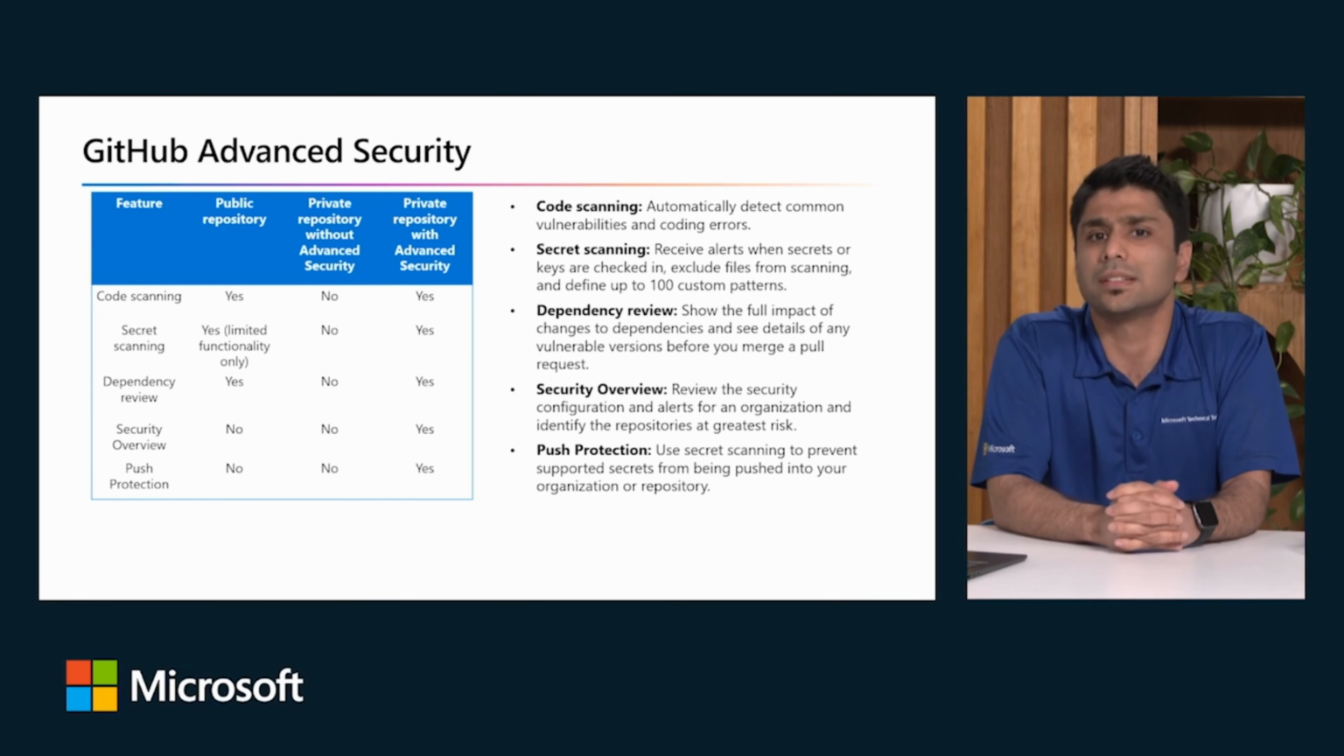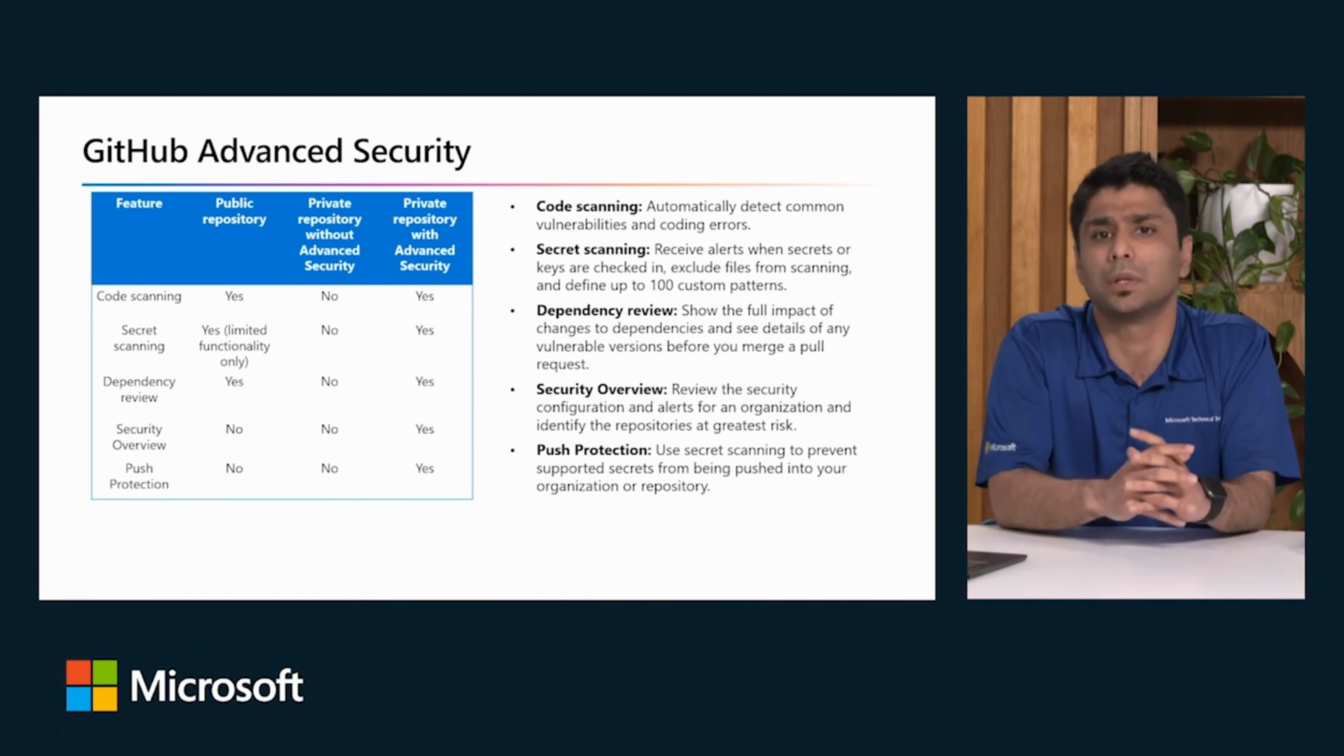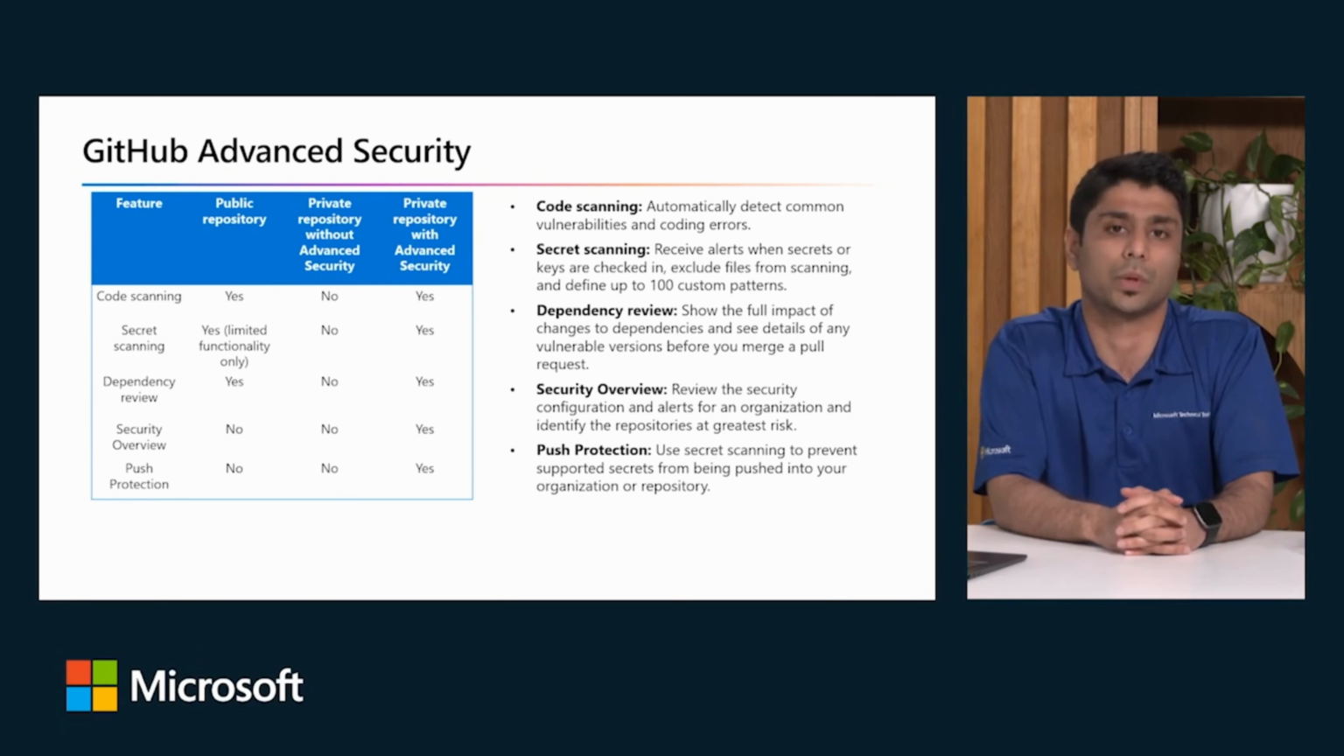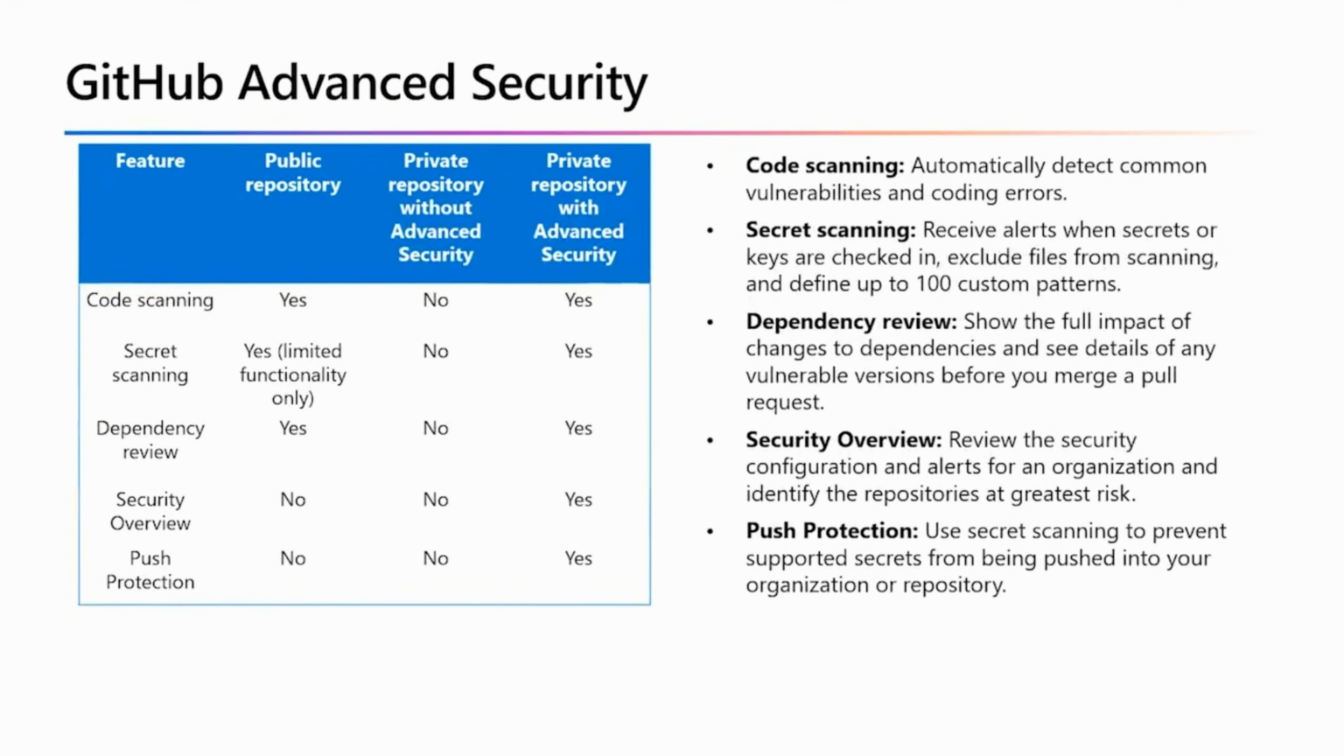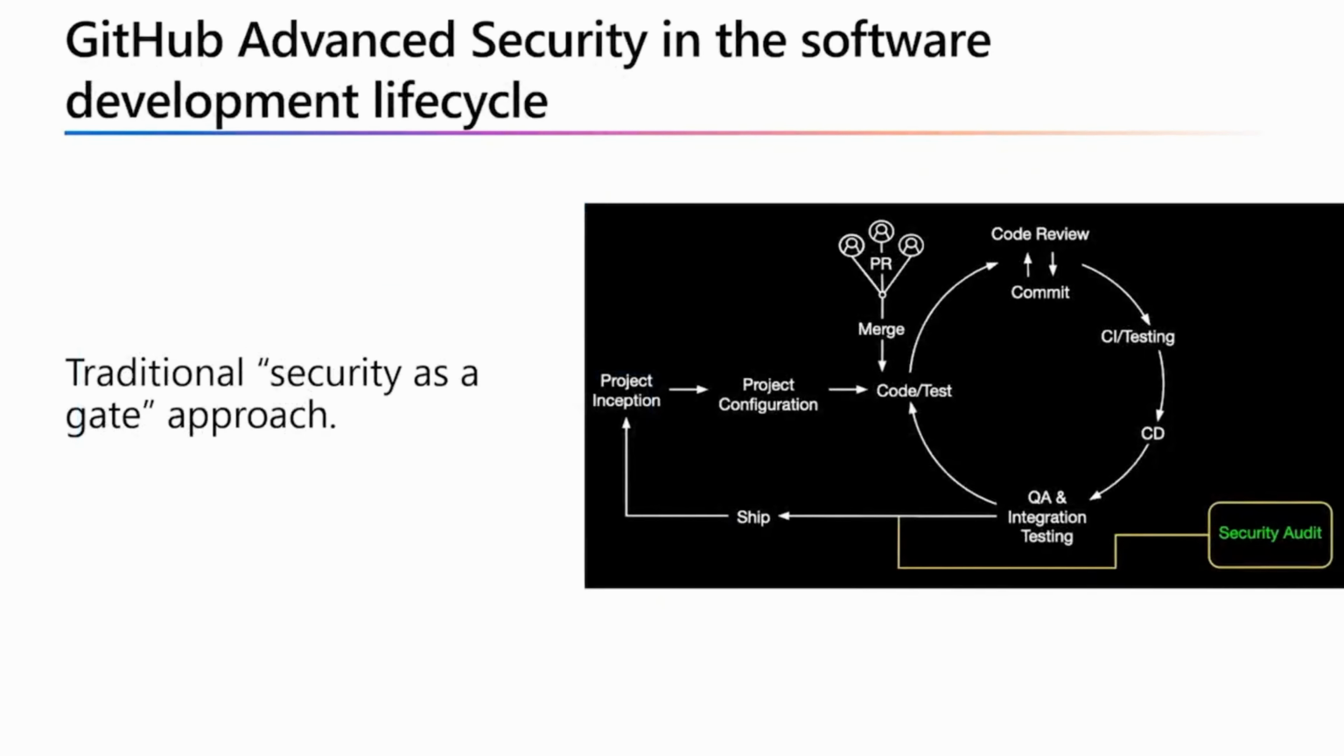The features include code scanning, which automatically detects common vulnerabilities and coding errors. Secret scanning, which sends alerts when secrets or keys are checked in, and lets you exclude files from scanning and define up to 100 custom patterns. Dependency review, which shows the full impact of changes to dependencies, and lets you see details of any vulnerable version before you merge a pull request. Then we have security overview, which reviews the security configuration and alerts for the organization and identifies the repositories at the greatest risk.